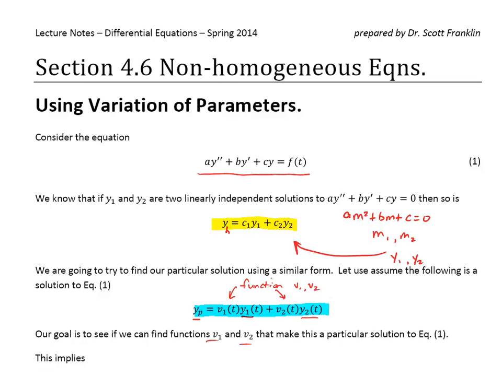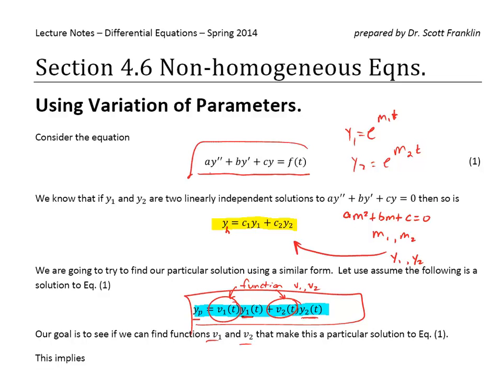So we're going to try to find something. Now remember, y1 and y2 often look something like e to the m1t, and y2 might be something like e to the m2t. Of course, it might also involve sines and cosines if your roots are complex. But in the end, we're going to have some kind of function like that here. And now we're again trying to find what are these v1 and v2 that would make this new function a solution to the original non-homogeneous differential equation.